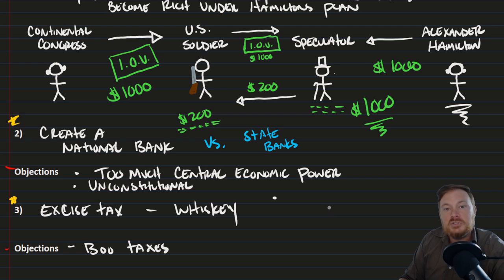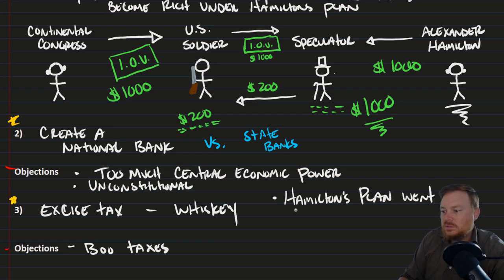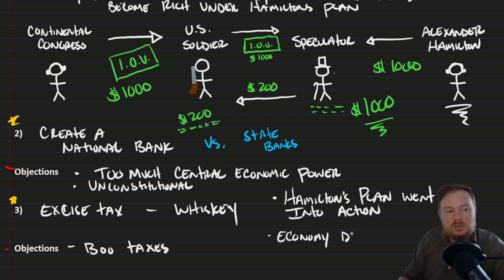Jefferson objected to pretty much all of them, but at the end of the day, George Washington approved. And Hamilton's plan went into action. All these things became true. A national debt was created, a national bank was created, new taxes were created, and for the most part, the economy did improve.